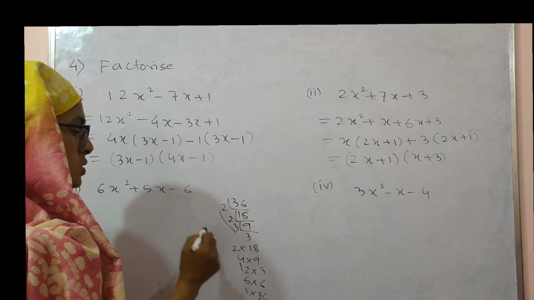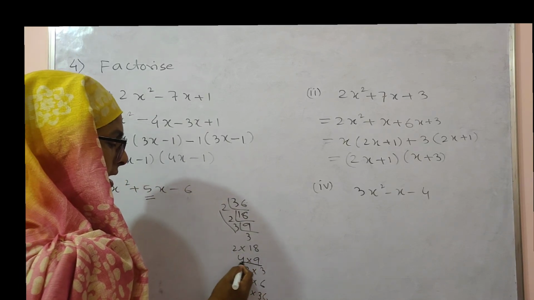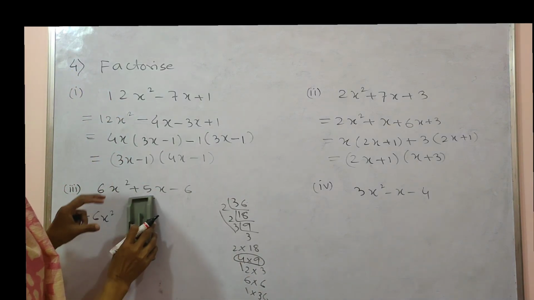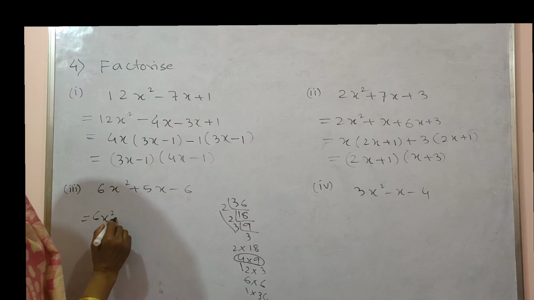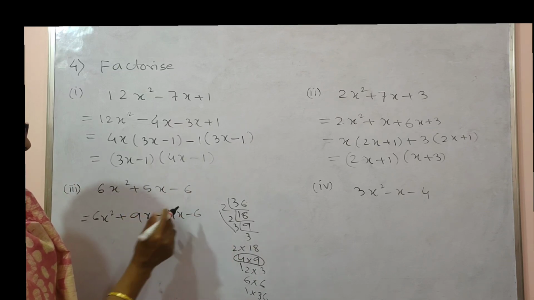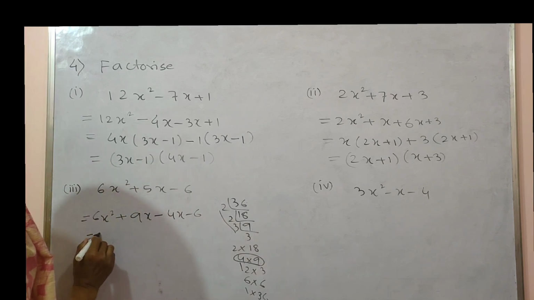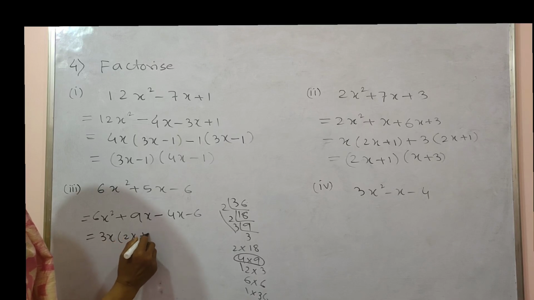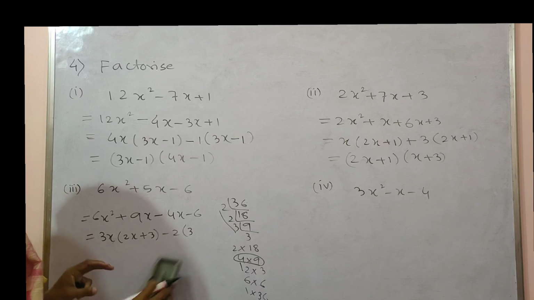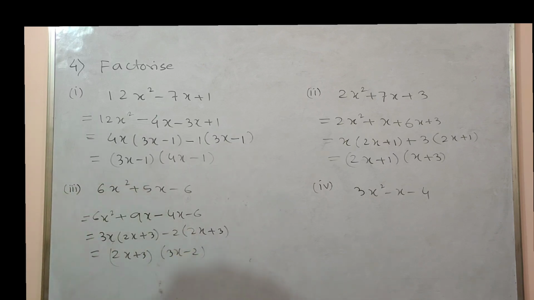But here symbol is minus, and you have to subtract from one to another. So 18 minus 2 will get 16. So you have to get 5. So you can write 9 and 4. So 6x square, but here symbol is plus, so give plus before 9: 9x minus 4x minus 6. I have subtracted 4 from 9. So take common here 3x, 2x plus 3, minus, here minus common, so minus 2, 2x plus 3, 3x minus 2. These are the factors.